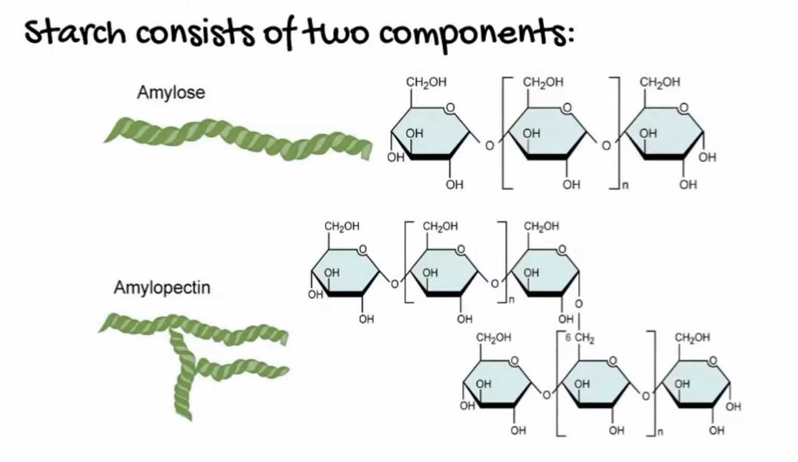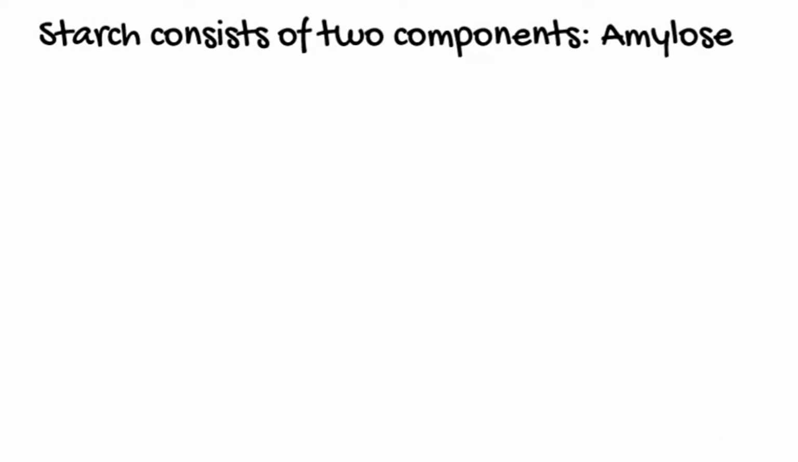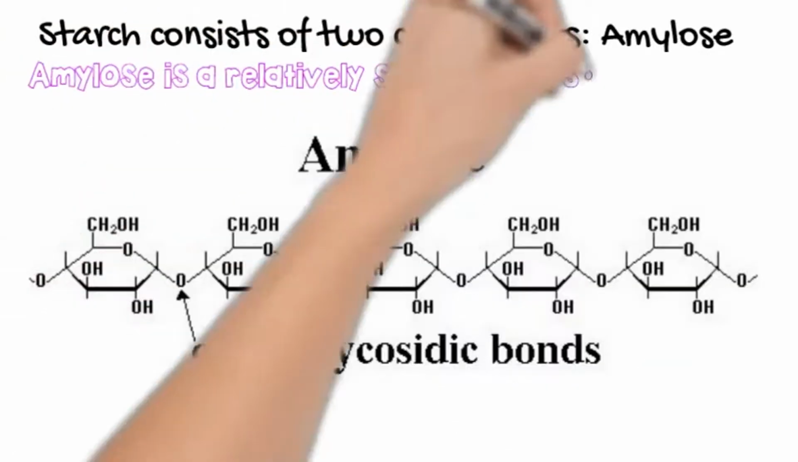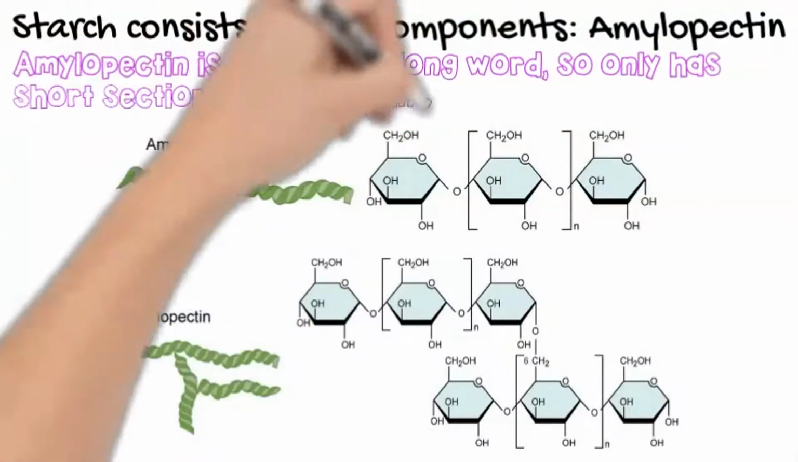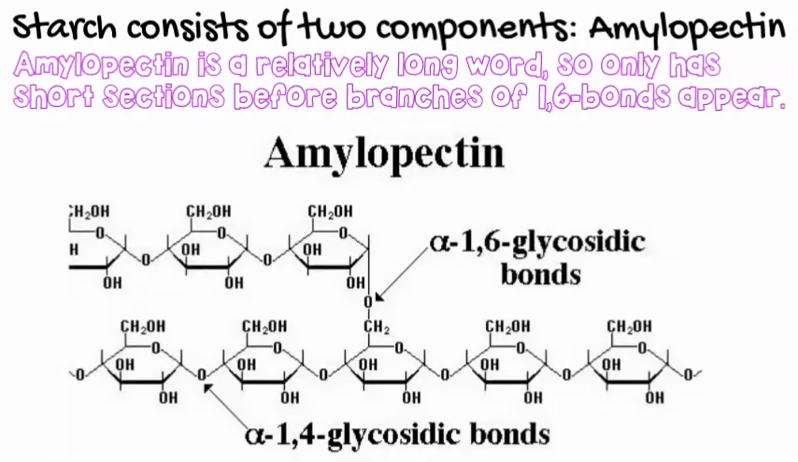The first of the polysaccharides we will look at is starch. Now, starch actually consists of two different polysaccharide chains. There is amylose and amylopectin. Amylose, I remember as a short word, so it is a relatively long continuous molecule, combined from 1,4 glycosidic links, as shown in the diagram. Amylopectin, a relatively longer word, has short chains, i.e. it is not very long before reaching a 1,6 bond to form branches.